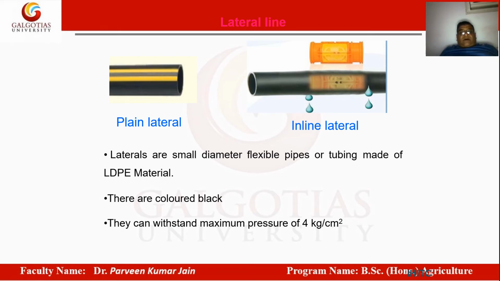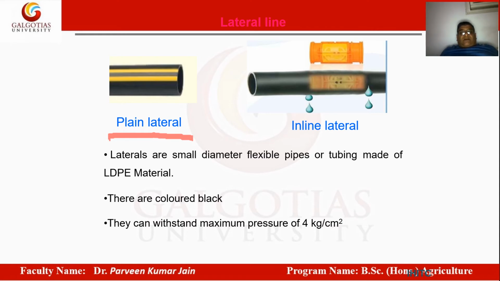Next important part is the laterals, or you can say the pipelines of drippers. If we are using online drippers, in that case we use a plain lateral, and then holes are made on this pipe, and drippers are fixed on that depending on the requirement.